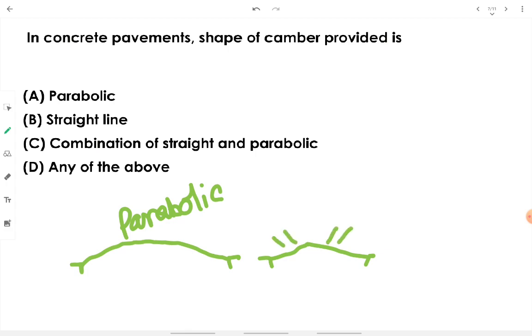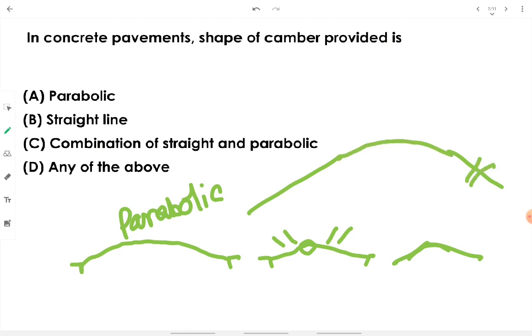Now, the combination of straight and parabolic. Combination of straight and parabolic means there will not be a specific point, a specific crown or apex over there. It will be the combination of both, of two straight lines across the slope. We are actually exaggerating this shape. This is not the actual shape of a camber over the road. And the middle portion will be a parabola.